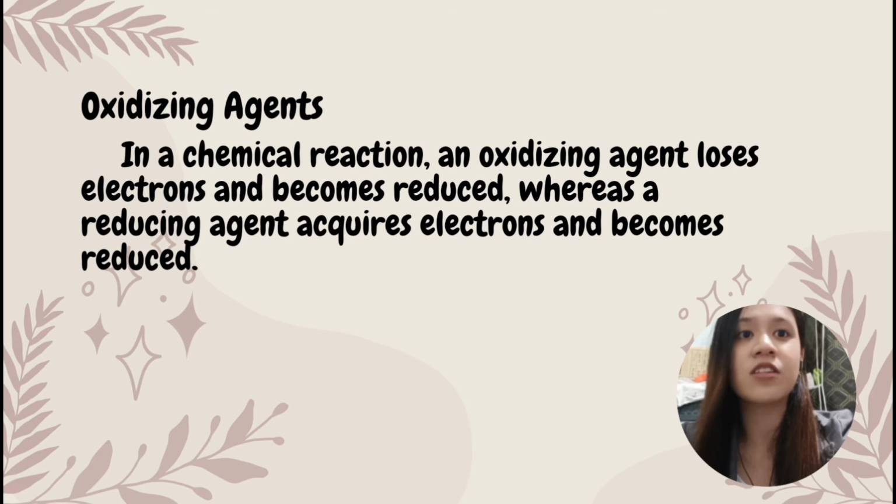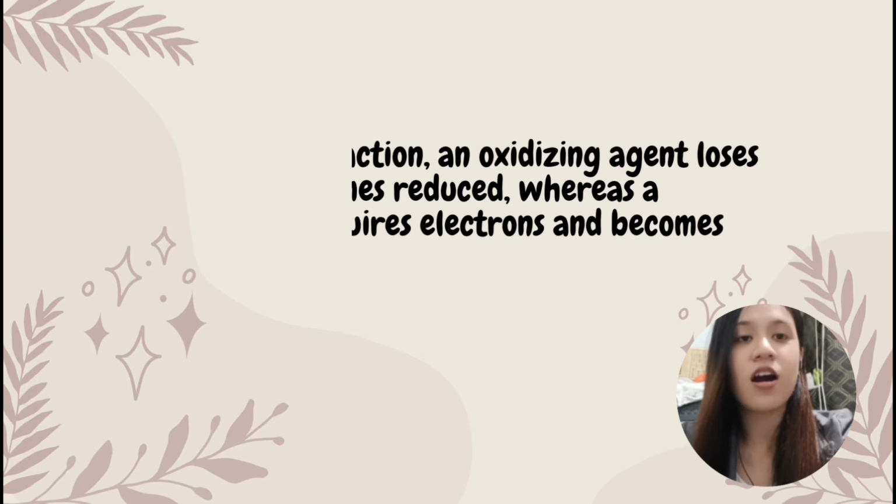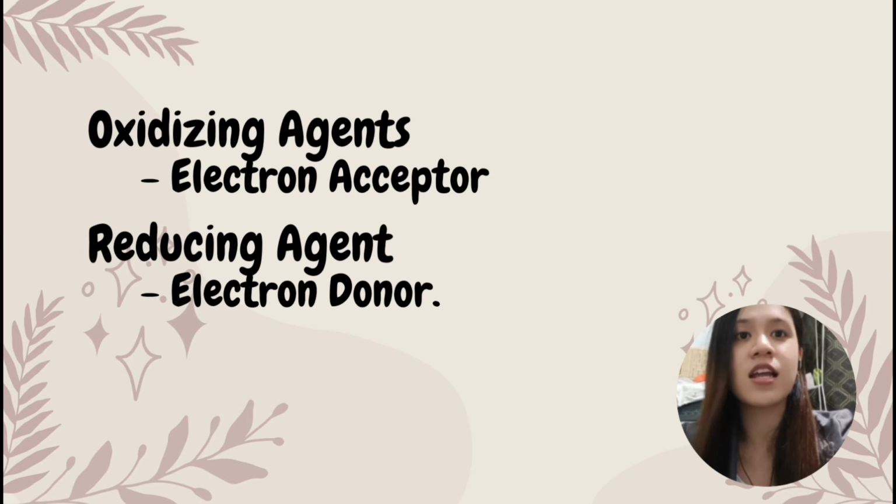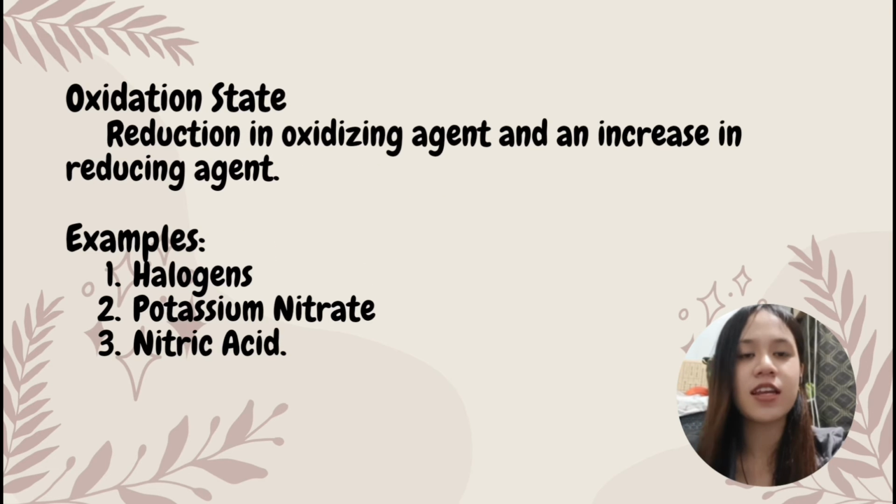An oxidizing agent gains electrons and is reduced in a chemical reaction. A reducing agent loses electrons and is oxidized in a chemical reaction. An oxidizing agent is also known as the electron acceptor, and a reducing agent is also known as the electron donor. In oxidation state, the oxidizing agent decreases while the reducing agent increases.